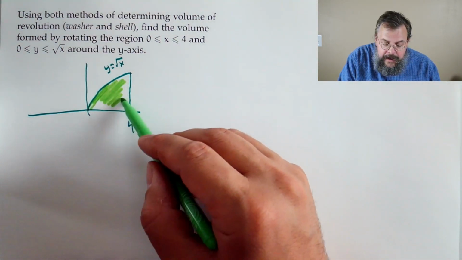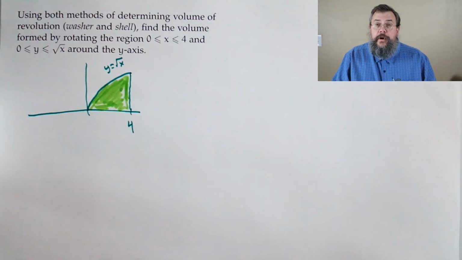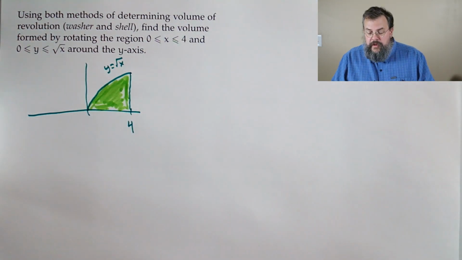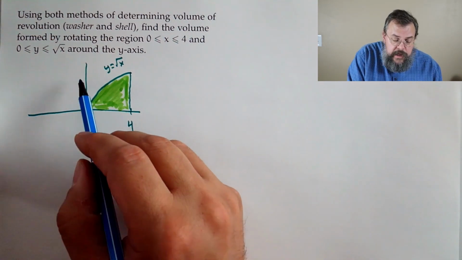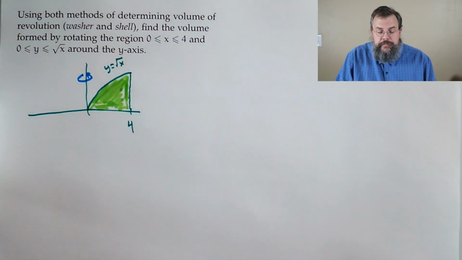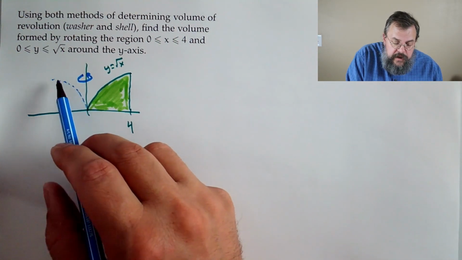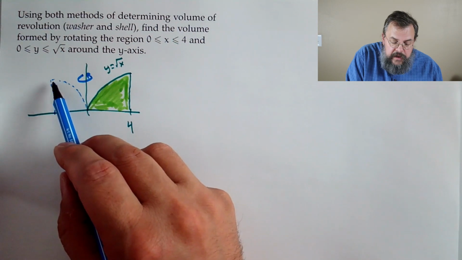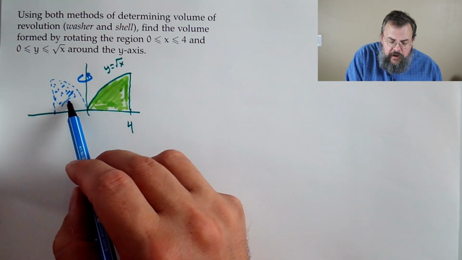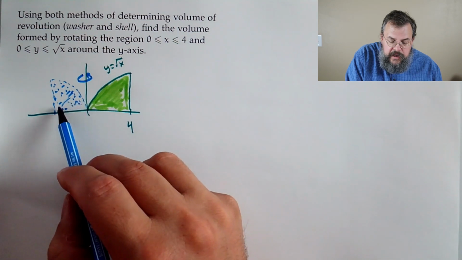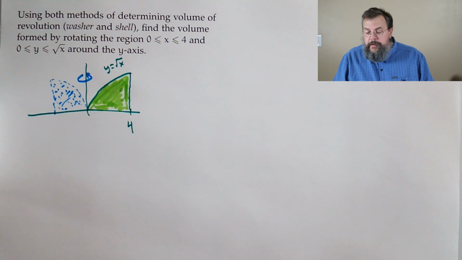Now, of course, we also need to mark where we're spinning. So we're going around the y-axis. When we go around the y-axis, that says we're going this way. Ultimately when we spin, there'll be another side over here, and that's what we're going to form. All right, so now we have to start thinking. We have to do it both ways, washer method and shell method.